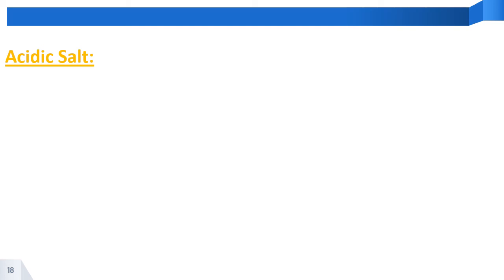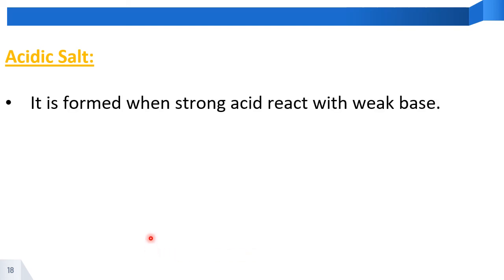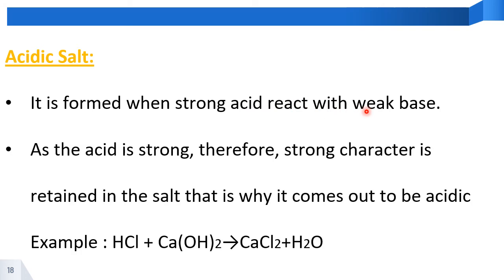Acidic salt. It is formed when a strong acid reacts with a weak base. As the acid is strong, therefore the strong character is retained in the salt. That's why it comes out to be an acidic salt. For example, HCl plus Ca(OH)2. HCl is a strong acid, Ca(OH)2 is a weak base. So CaCl2 is the salt. This salt is called what? Acidic salt, because of the strong acidic strength.